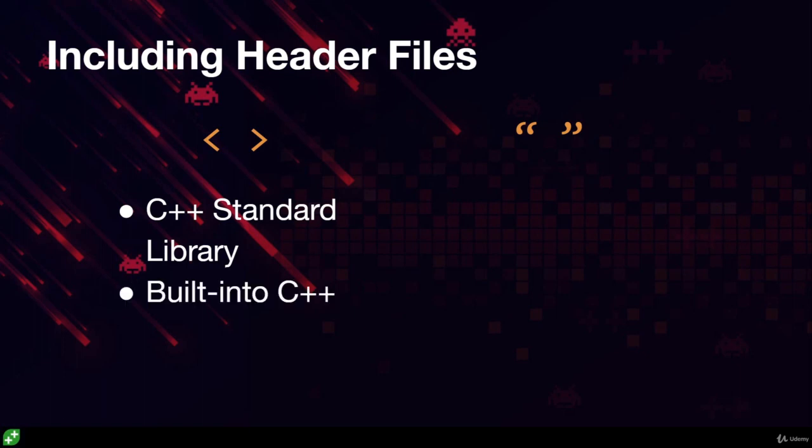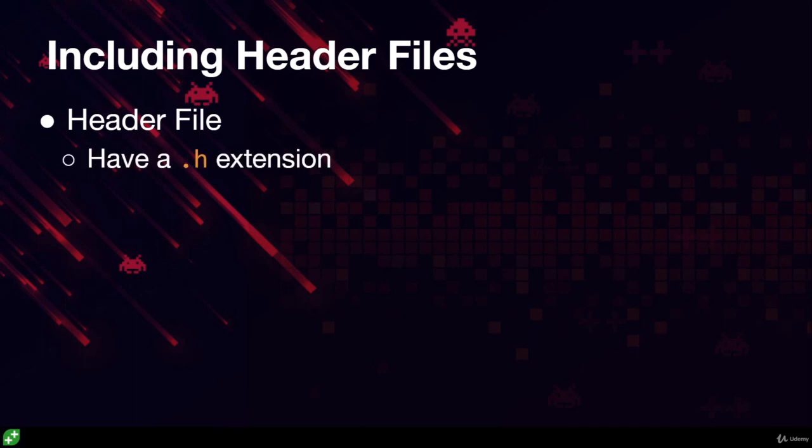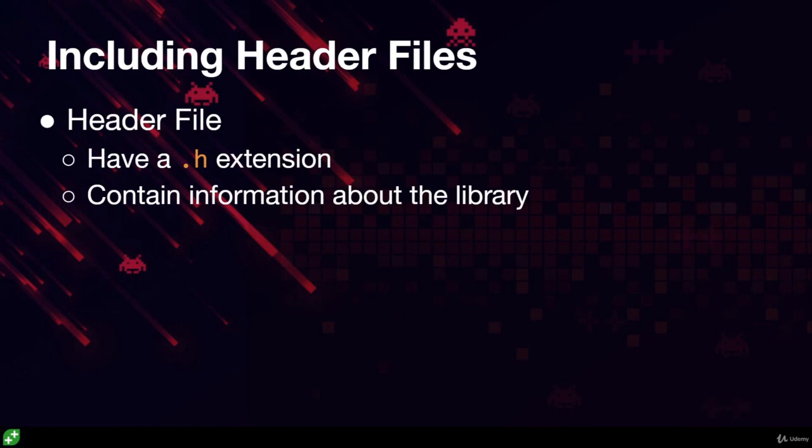But there are lots of libraries out there that don't come built in. We refer to them as external libraries. They have to be downloaded separately, and these are included using double quotes. When we wish to use part of a library, we have to include the appropriate header file. Header files have the file extension .h, and they contain information needed to use that part of the library. But headers from the standard library are so special that they get to go in angle brackets and we don't even need to type out the .h extension.